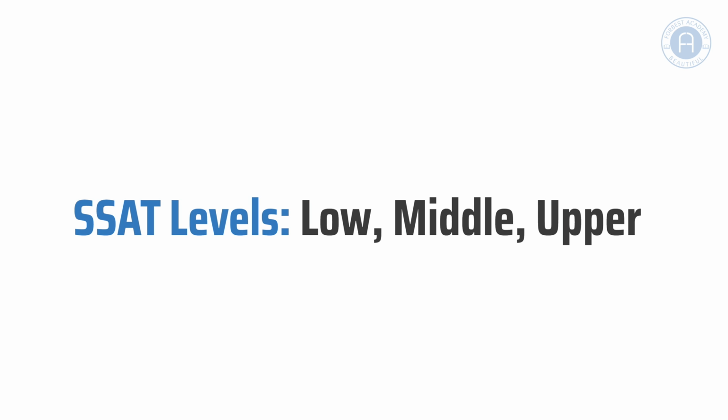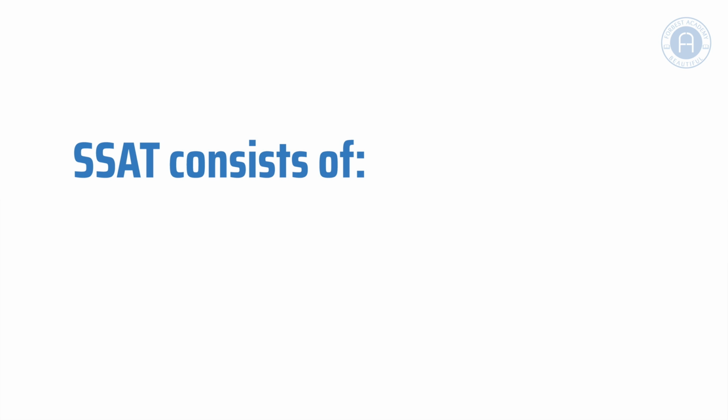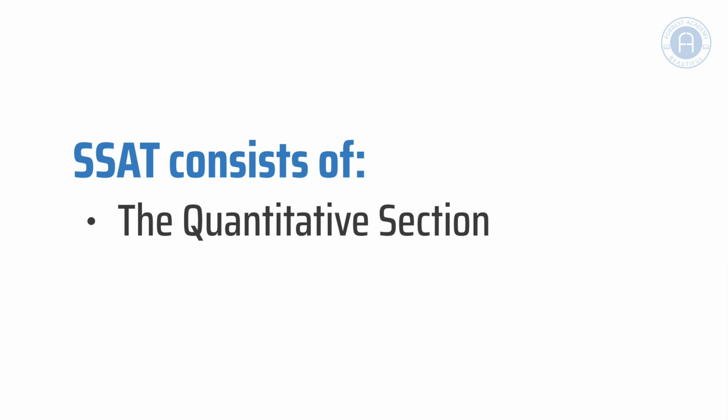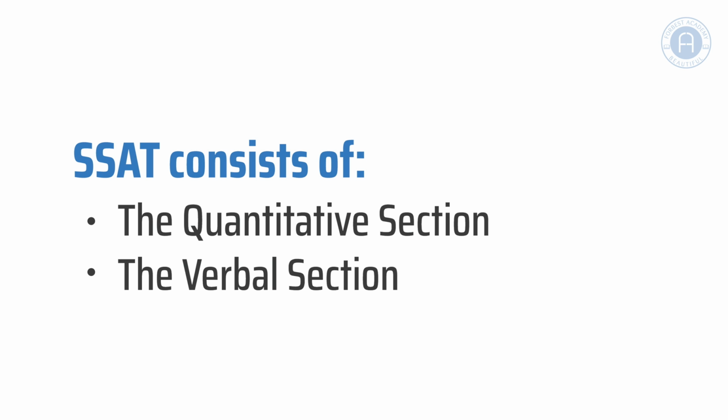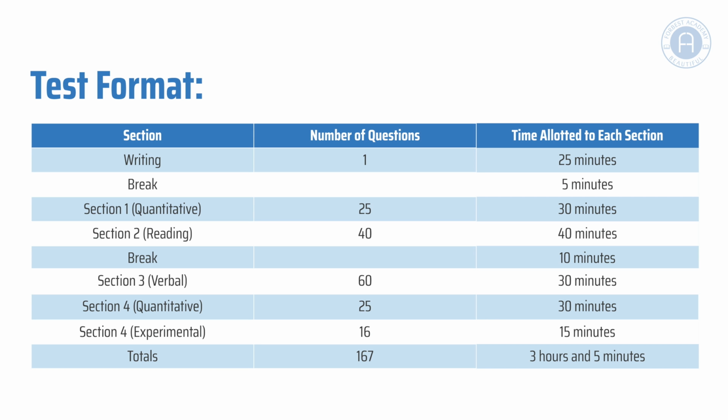The SSAT, or Secondary School Admissions Test, has 3 different levels: low, middle, and upper. Of these, the middle and upper levels are the most popular tests. SSAT consists of the quantitative section, which is not the focus of this video, and the verbal section, which will be discussed at length. Each test starts with a writing section for which you're given 25 minutes.